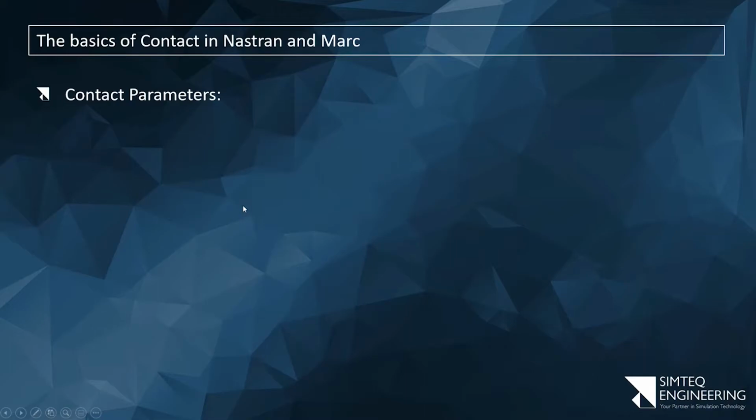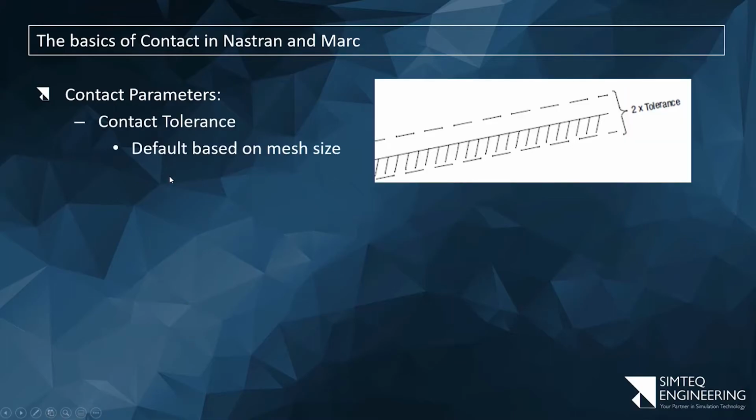So the next is in terms of contact parameters. And when I talk about contact parameters, I'm not talking about settings. I'm talking about values that you can change that change something in how the contact behaves. So the first one is the distance tolerance or the contact tolerance. Now the default is based on the mesh size. The finer the mesh, the smaller that number will be.